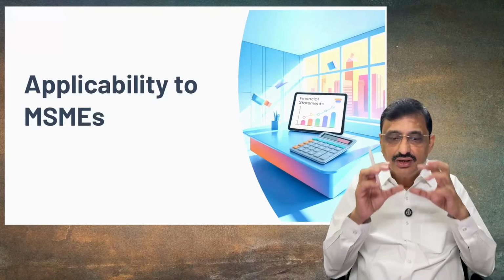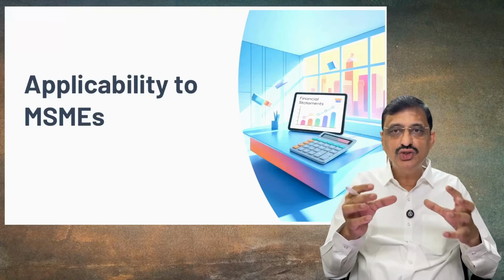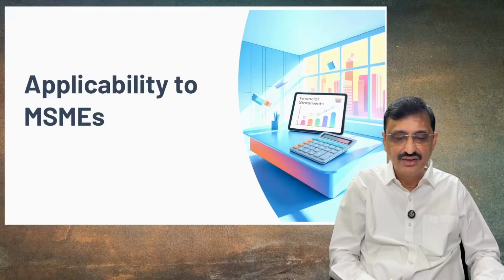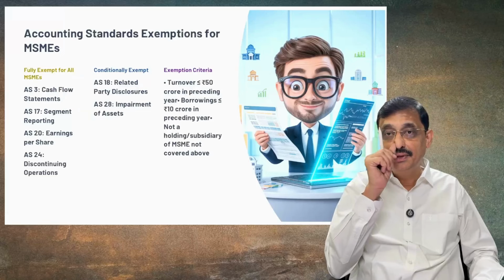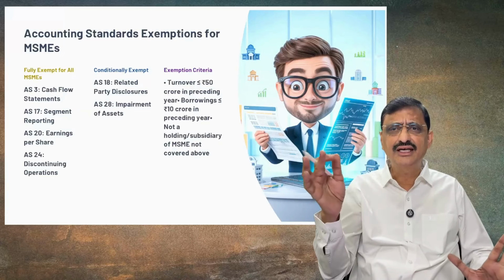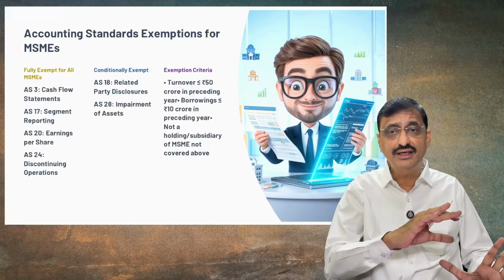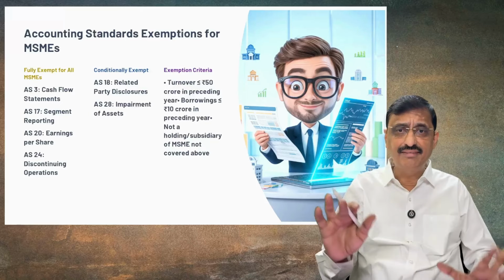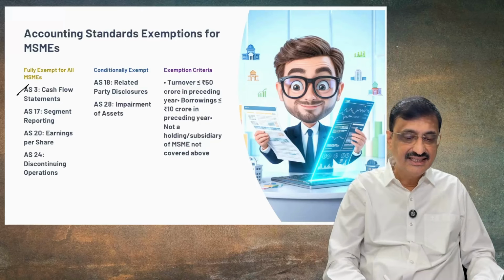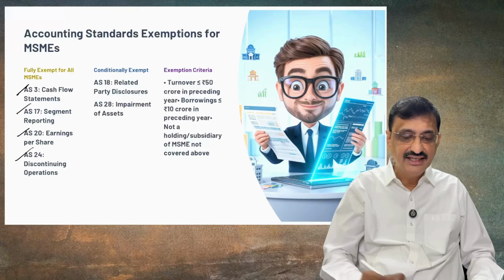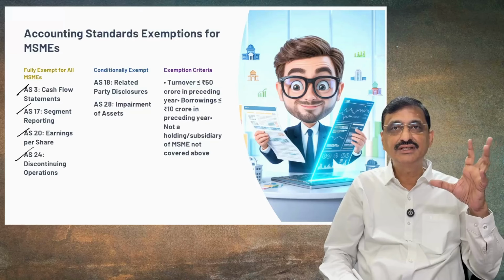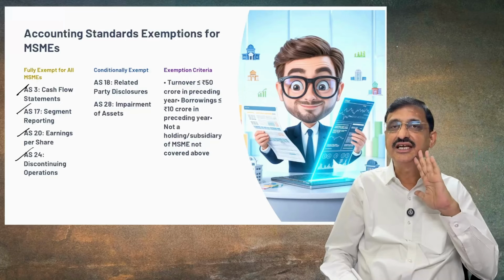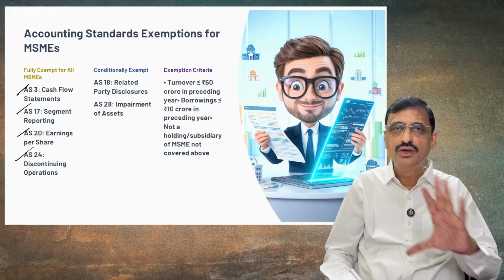Now, what are the specific disclosure relaxations or exemptions available to a MSME? In respect of an MSME, and mind you, where an MSME wants to comply with all the accounting standards, it's up to them and they have to make a disclosure in their notes on accounts. Now, for all MSMEs, AS 3, AS 17, AS 20, AS 24, meaning cash flow statements, segmental reporting, earnings per share, discontinuing operations, these standards are not at all applicable in full to any MSME.